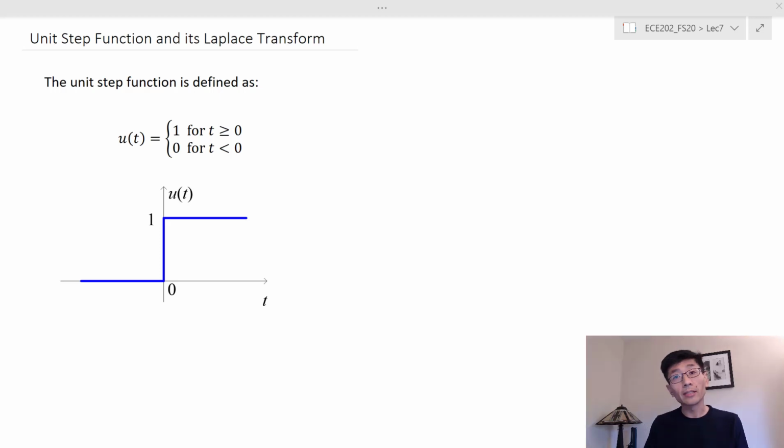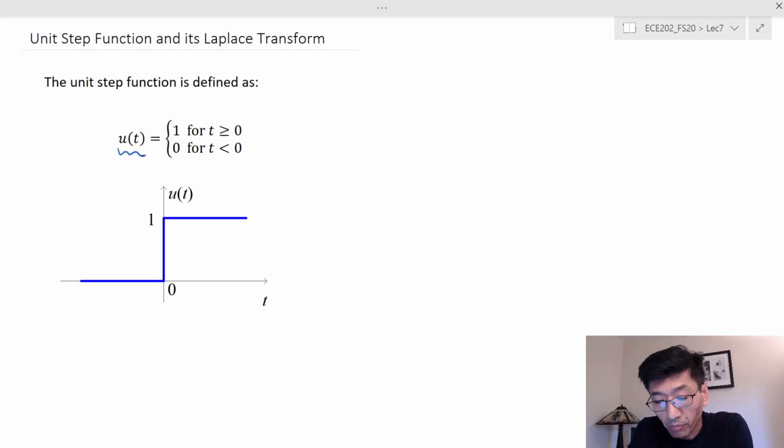Let's first look at the step function, the unit step function. The unit step function is quite useful in that you can use it to create other functions, the pulses, the other functions. The basic unit step function here, we denote with the commonly used notation u(t), and the step function has a step change of 1.